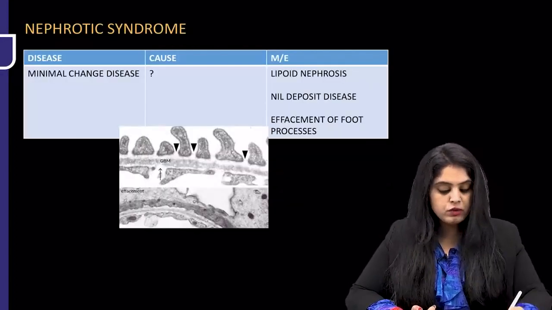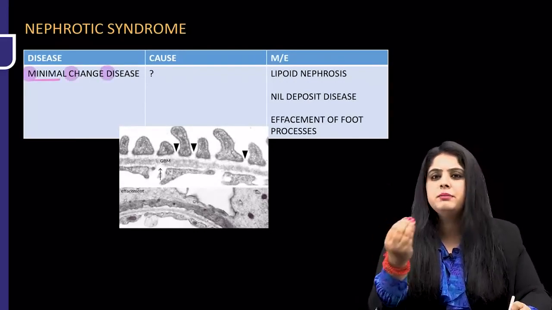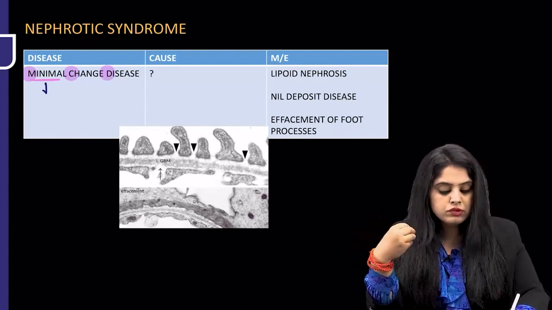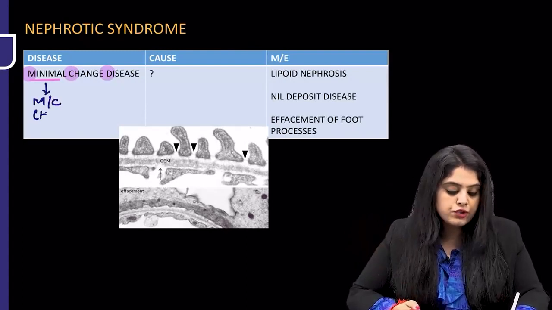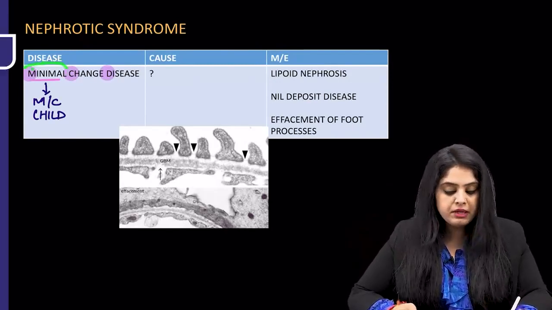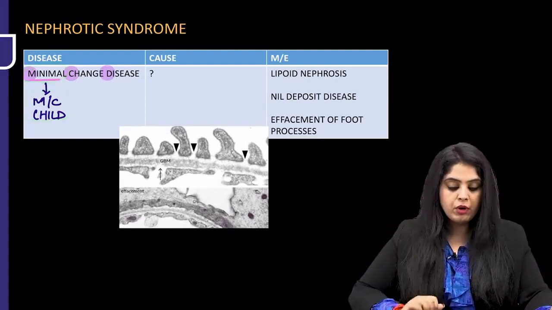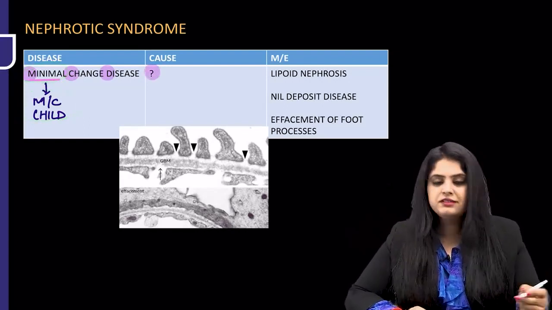The first one is going to be MCD, minimal change disease. This is the most common nephrotic syndrome that you see in children. So repeating, there is a minimal age and minimal change. Remember, it is a pediatric problem. Cause: my favorite answer, I don't know.